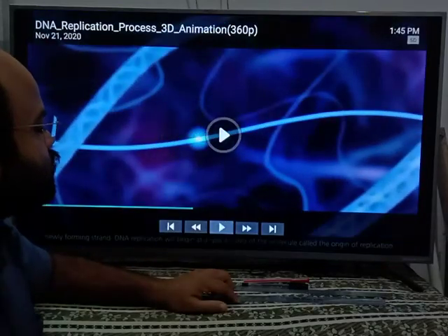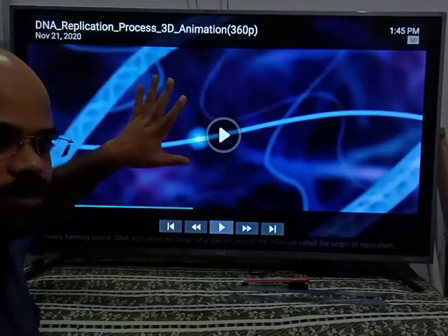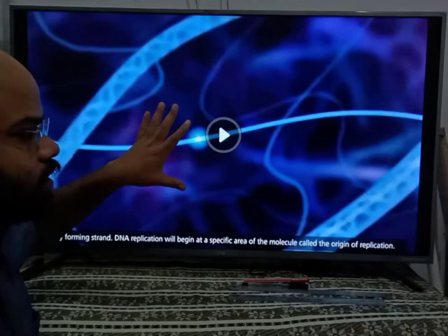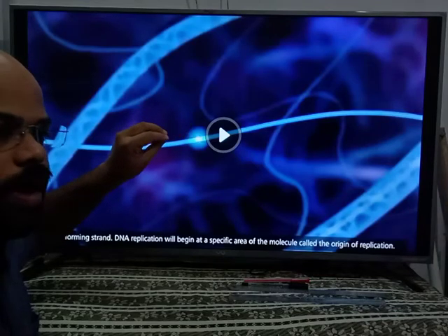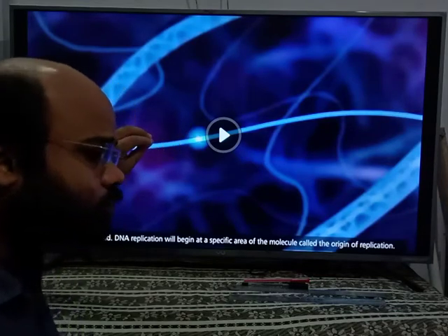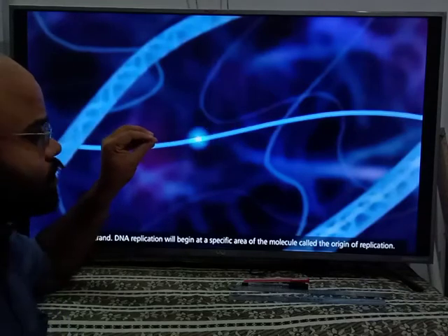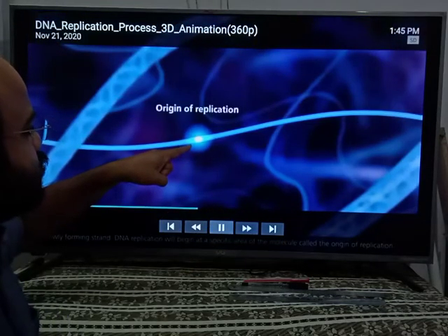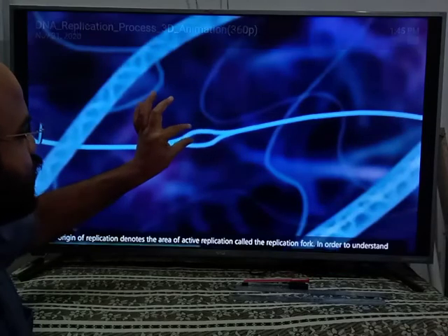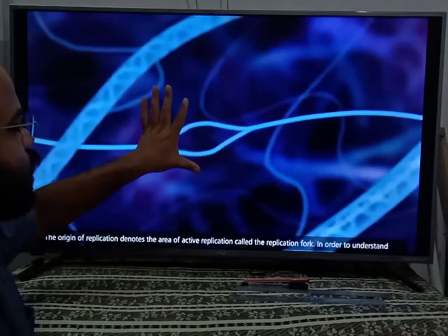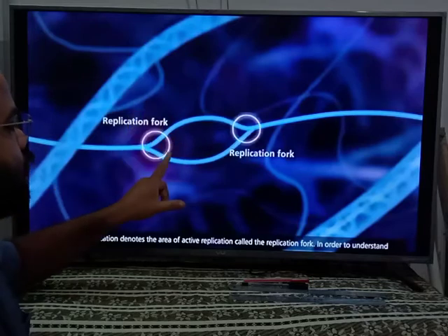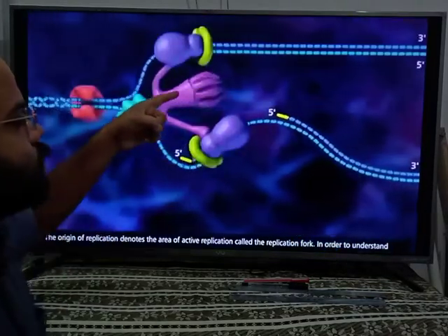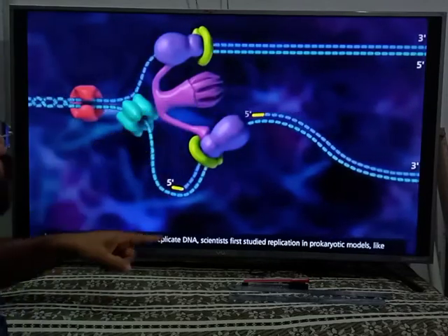Now we will see the process of the replication mechanism, where the DNA starts unwinding, that is called the origin of replication. See, this is the origin of replication where the double stranded DNA starts unwinding. So it unwinds, and replication happens in both directions, that is called the replication fork.